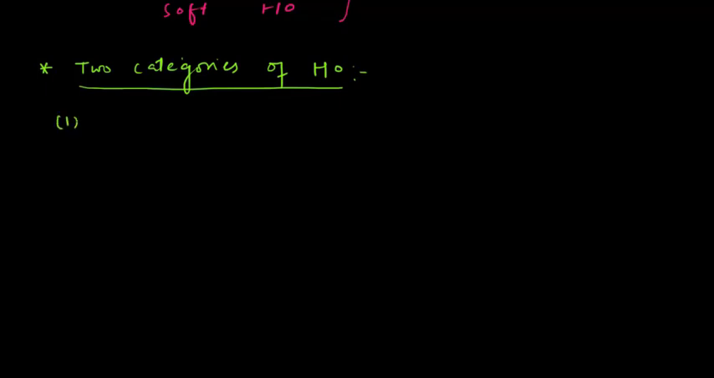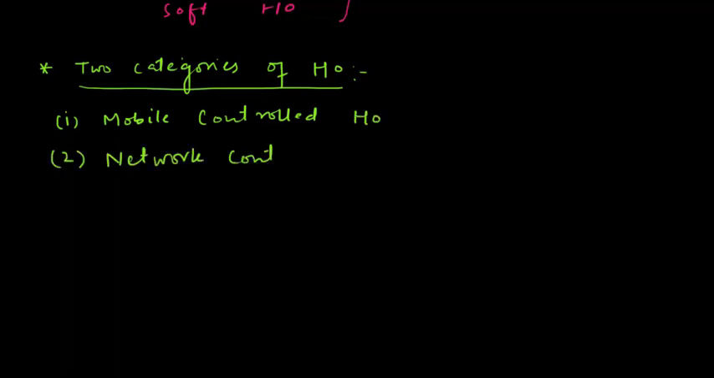Number one, you have mobile controlled handoff, and the other one is network controlled handoff. This is also called MAHO, that is mobile assisted handoff, and the other one is network based or network controlled handoff.